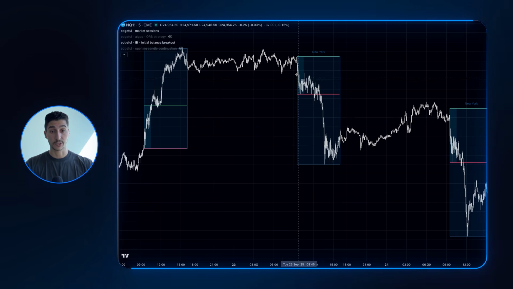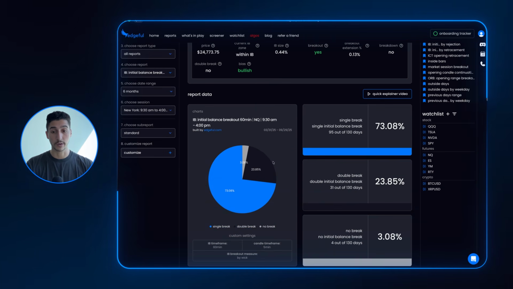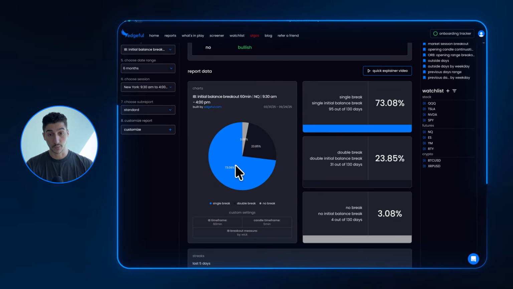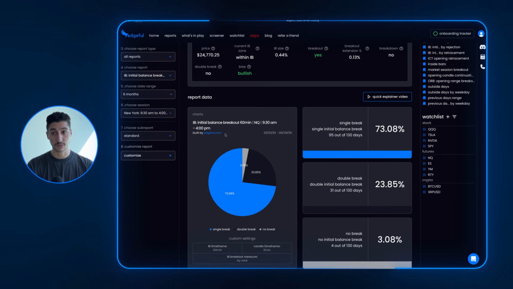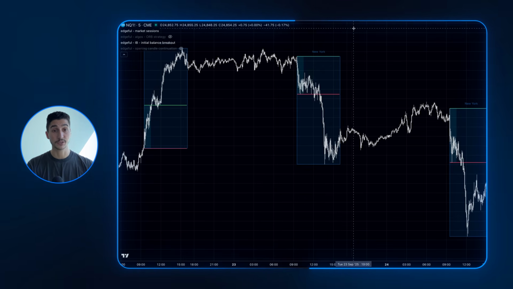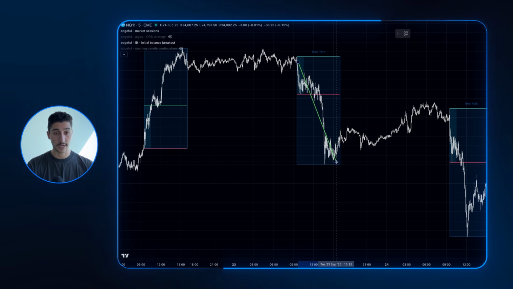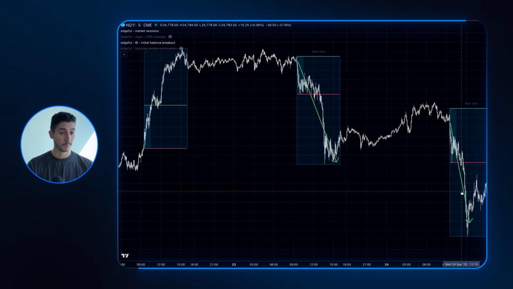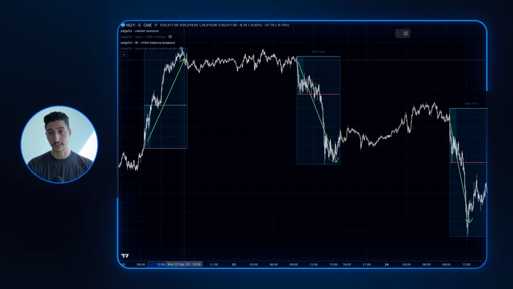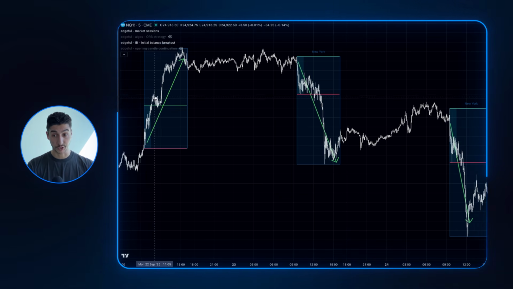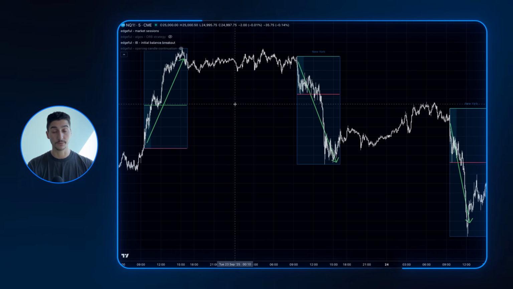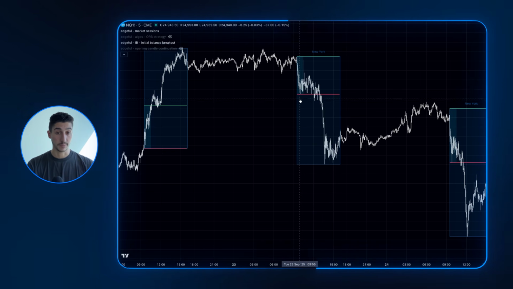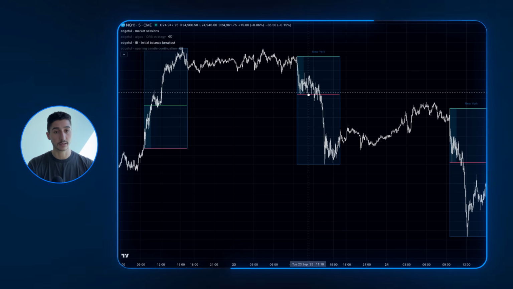Now this actually coincides with the initial balance report on edgeful. What this report says is 73% of the time in the last 6 months on NQ, price is only going to break one side of the initial balance, right? So what that means here is that as soon as one side of the IB breaks, you want to expect price to continue. And the best way to see that right here is with the indicator.